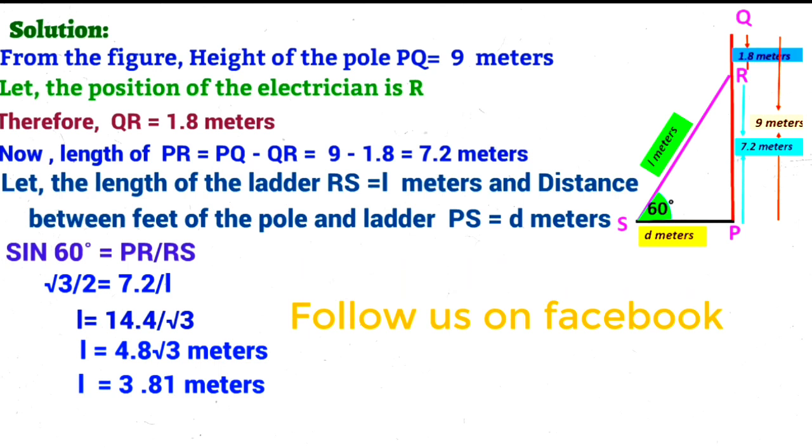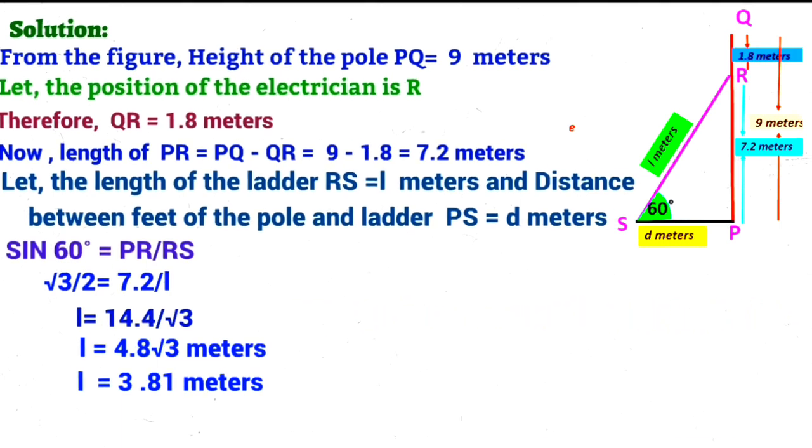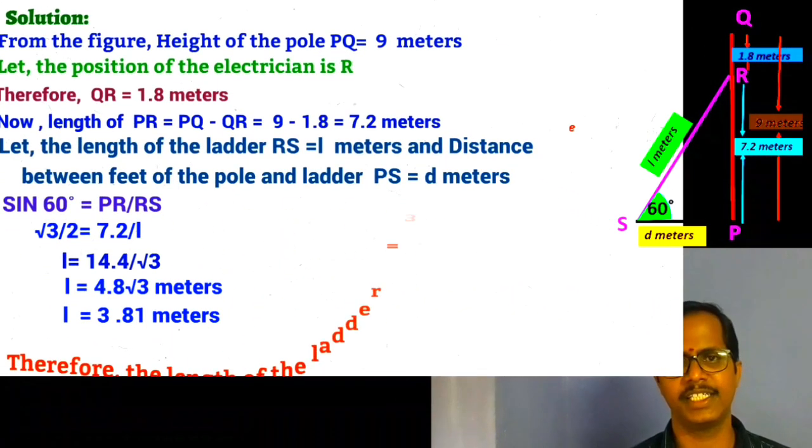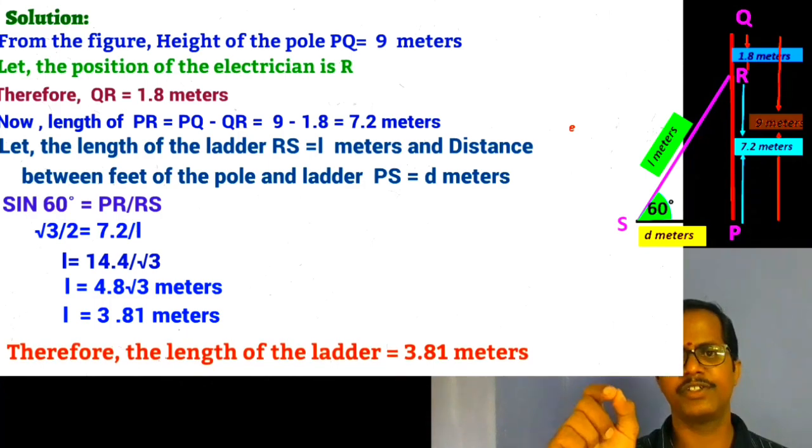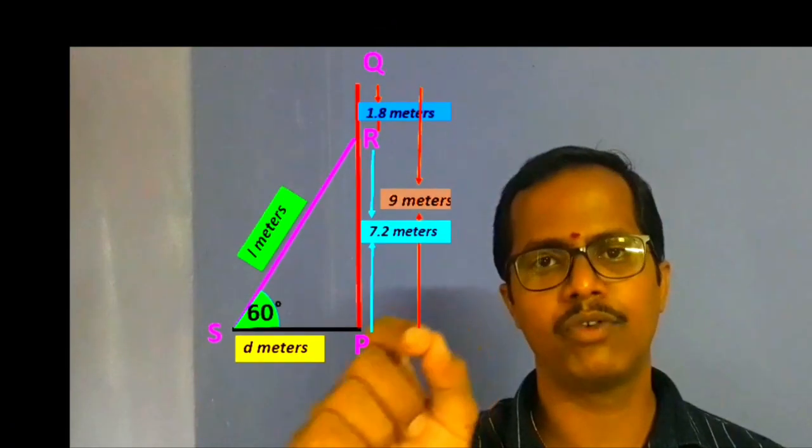So on substituting root 3 value 1.732, and by multiplying it, we get L equals 3.81 meters. Therefore the length of the ladder is 3.81 meters. Now we need to find the distance between the feet of the pole and ladder.